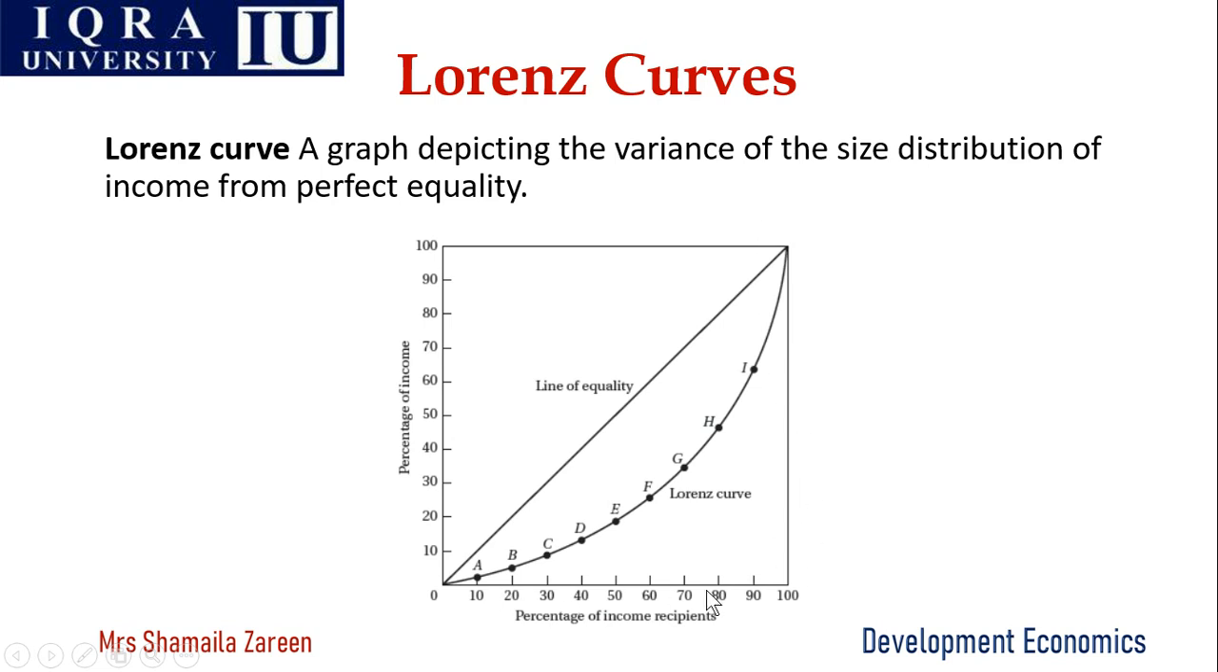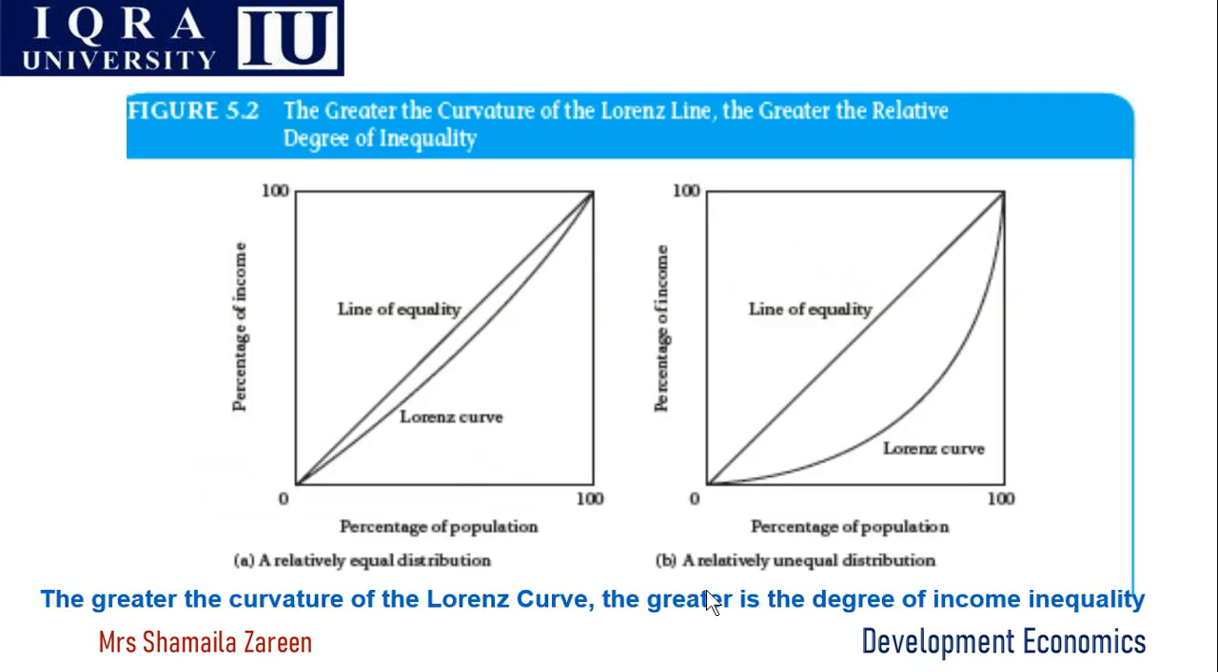Only one person is receiving that income. Because no country exhibits either perfect equality or perfect inequality in the distribution of income, the Lorenz curve for different countries will lie somewhere to the right of the diagonal. Here you can see that if the Lorenz curve is near to the line of equality, it is showing less income inequality, and if it is far from the line of equality, it is showing more income inequality.